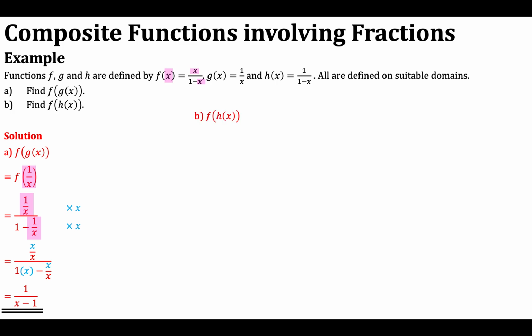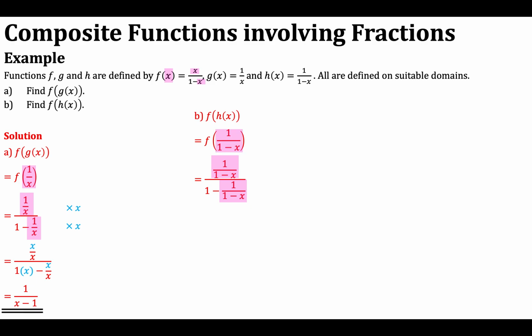Now for part B, we're finding f of h of x this time. So everywhere in f that there is an x, we are replacing it with h of x, which is 1 over 1 minus x. It's going to look something like this, which seems a bit messy. But you can see here we had an x in the numerator, we had an x in the denominator, and we replaced it with 1 over 1 minus x.